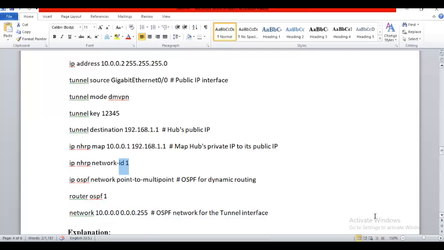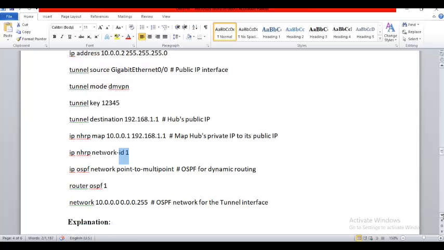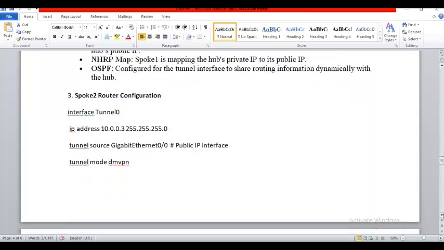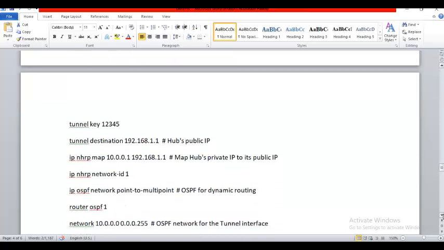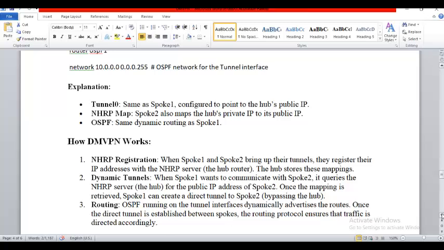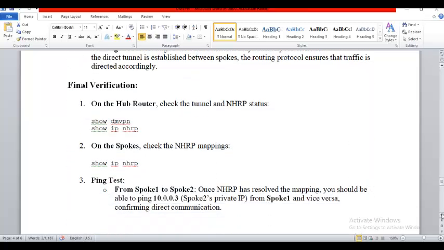DMVPN. All right. Likewise, you put it in the other spokes. Now we are going to quickly do this lab and see how it works. And this is the command to verify: show DMVPN or show IP NHRP. And then you can ping between the privates. That's the ping test. Shall we go to lab?